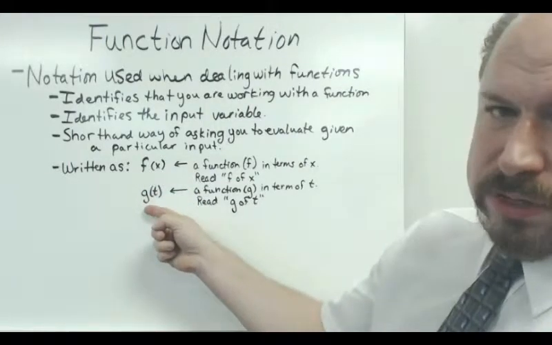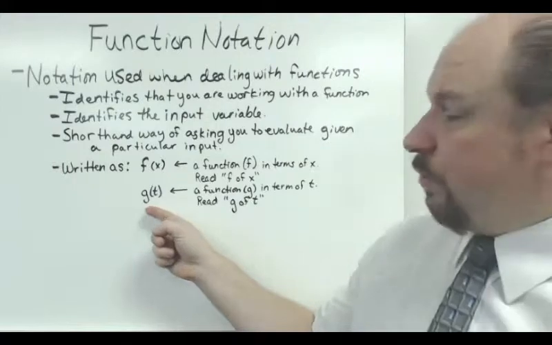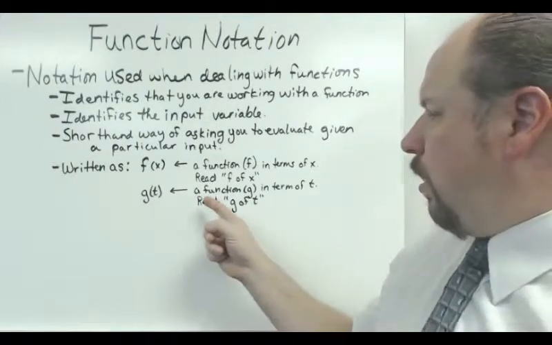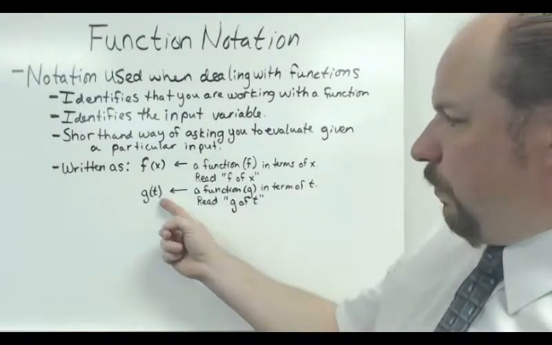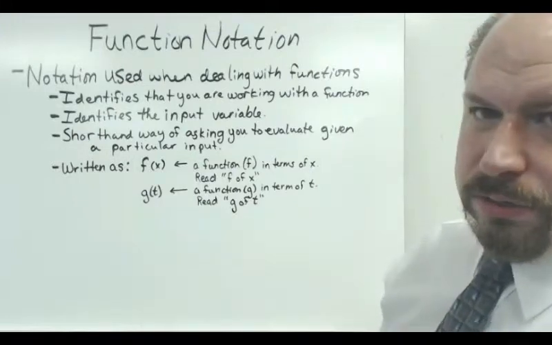So you might see this as f for function, but it is a function f in terms of x. So we would read this f of x. Okay, here is another example. This time we're using g. So this is function g, a function g in terms of t, and it is read g of t.